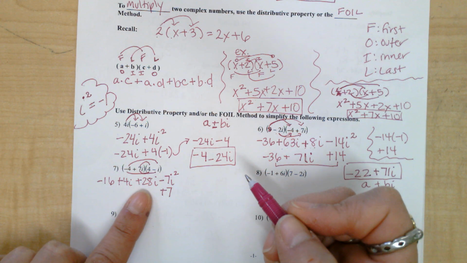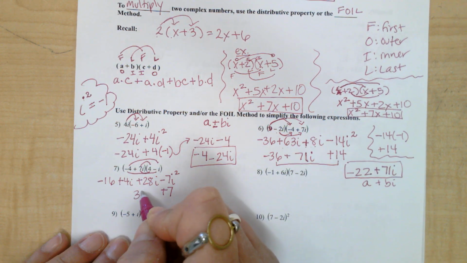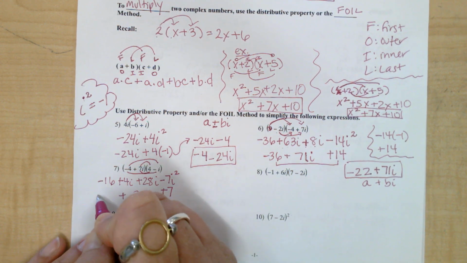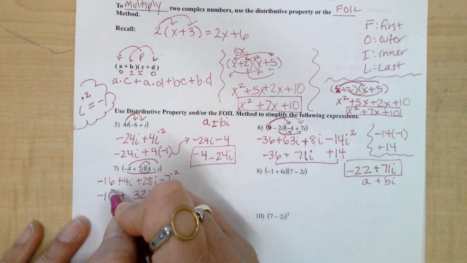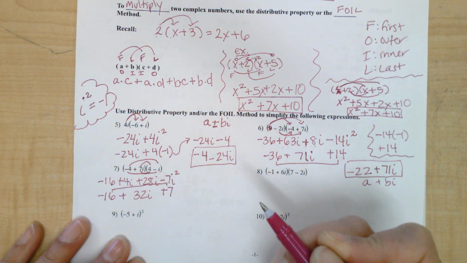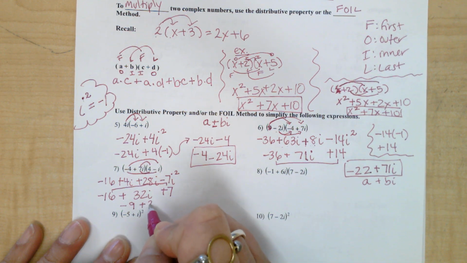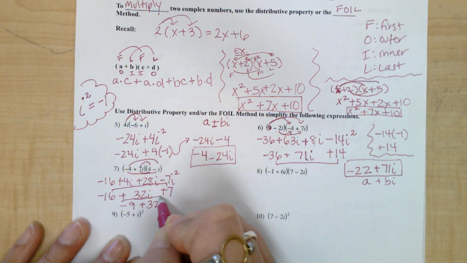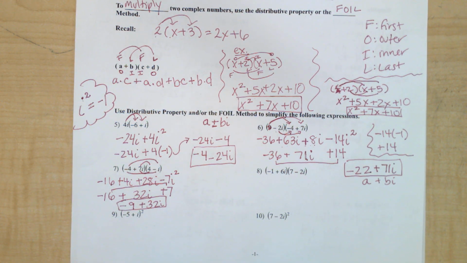We can combine the 4i and the 28i. We do get 4i plus 28i is 32i. And don't forget to bring down your minus 16. Yes, one more step. We have minus 16 and plus 7, which is going to give us a negative 9 plus 32i, and that is our answer. Okay, so making sure that we're combining our like terms after we are finished.